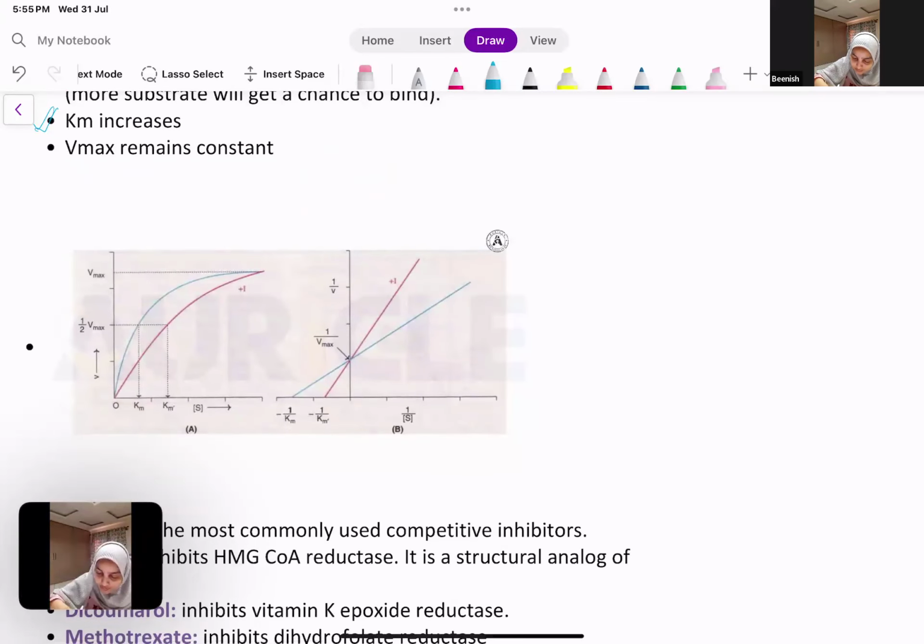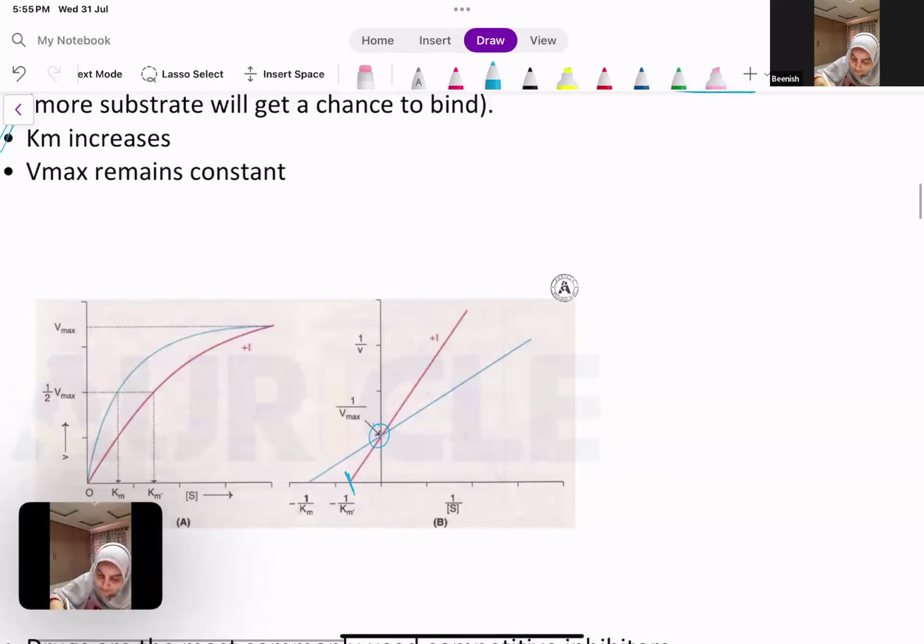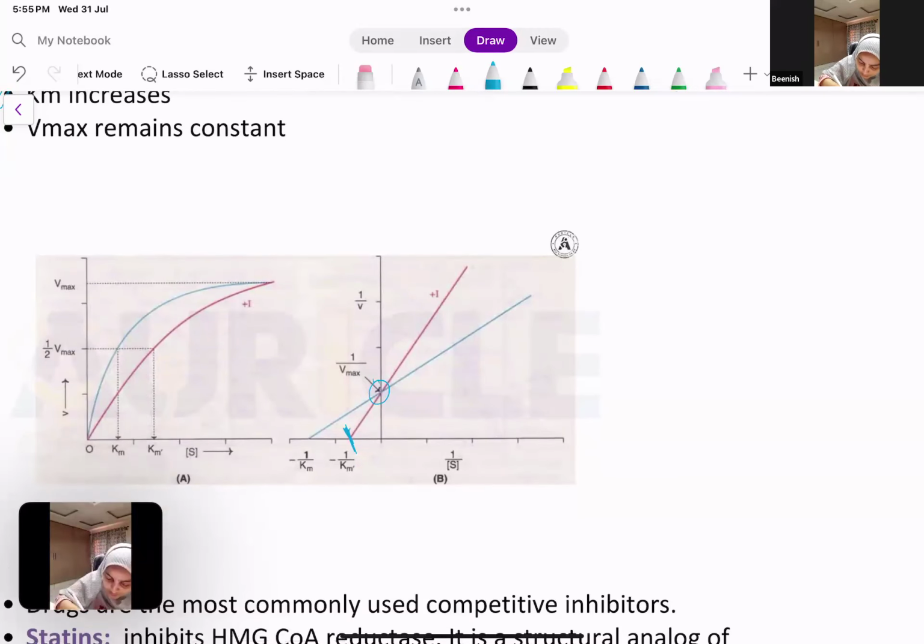So you can see here, Vmax is remaining constant, but your Km increases. So the Km has shifted. Again, here also, your Vmax, you can see it is remaining the same, but your Km has increased. So this is your Km now.